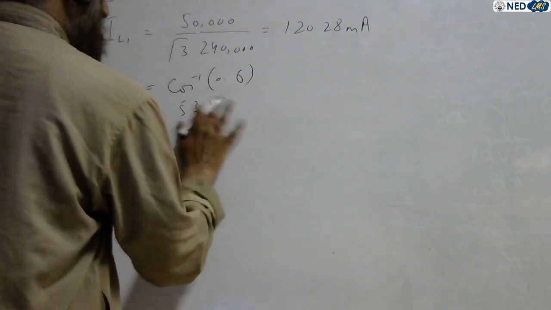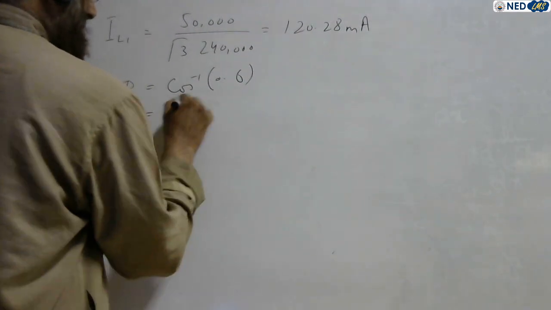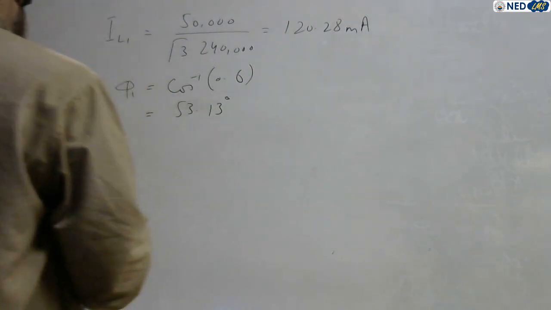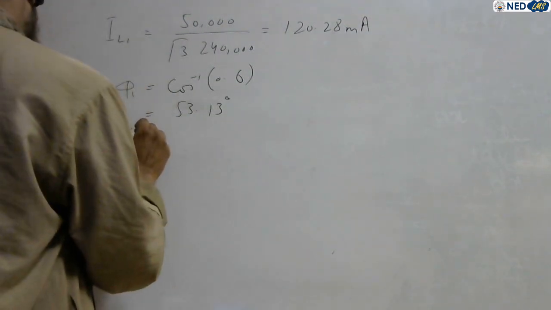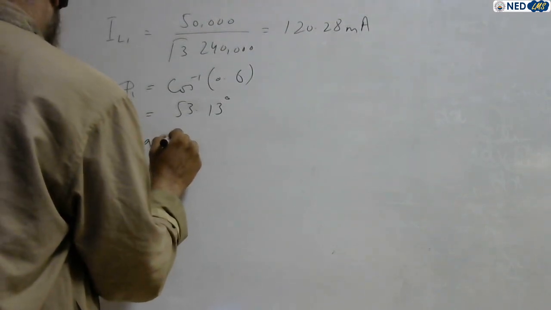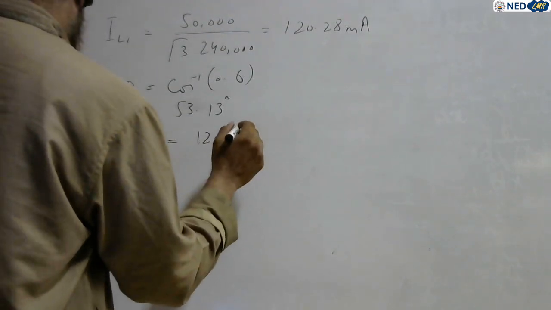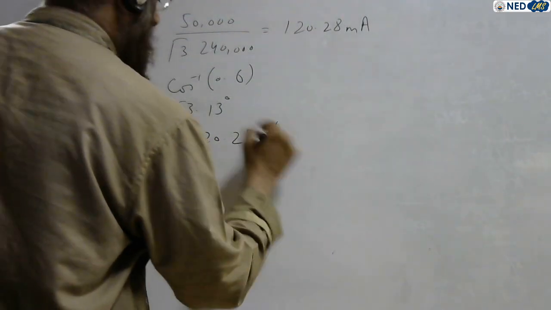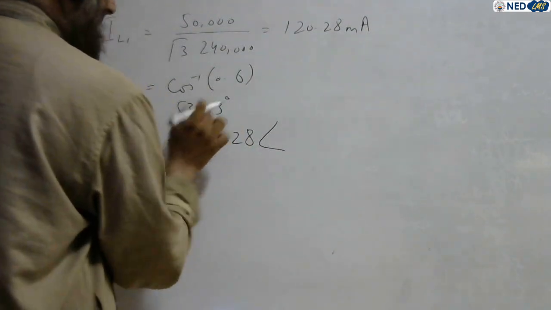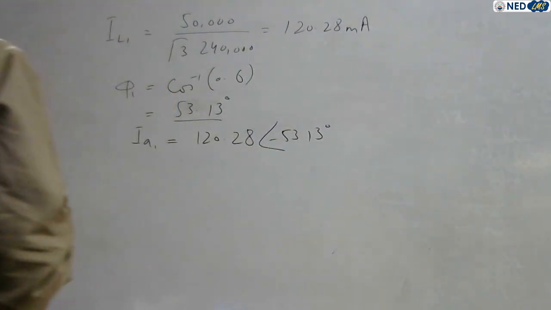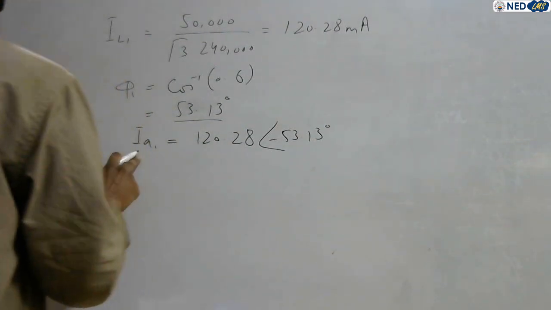You will get the angle 53.13 degrees. So you can write line current IA1 is equal to 120.28, that is the magnitude of current, and because it is lagging, angle minus 53.13. So this one is the line 1 current.